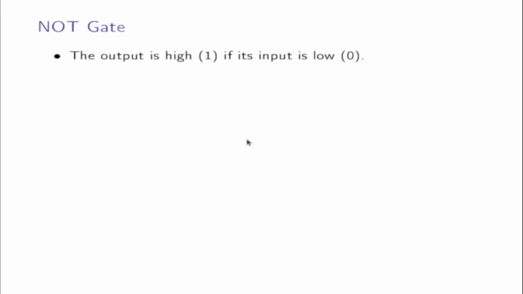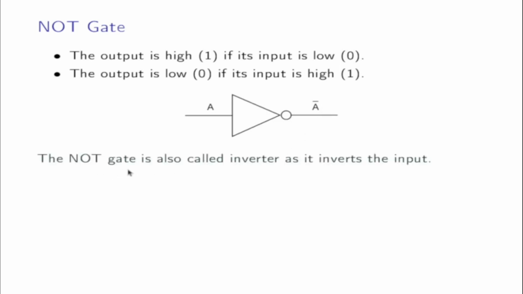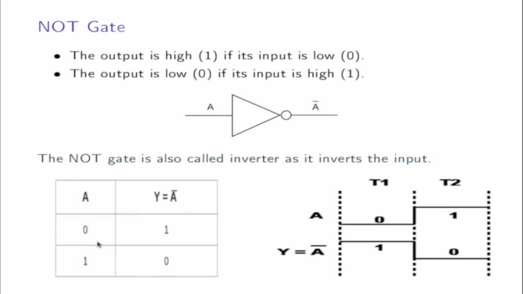Now the NOT gate. The output of the NOT gate is high if its input is low, and the output is low when the input is high. Symbolic representation: A bar, A NOT. The NOT gate is also called an inverter as it inverts the input. So this is the truth table. When A is 0, the output is 1. When A is 1, the output is 0. And this is the timing diagram. For a low input, a high output. For a high input, there is a low output.